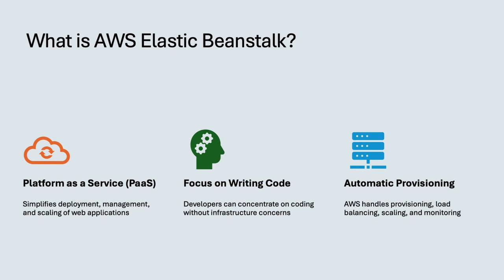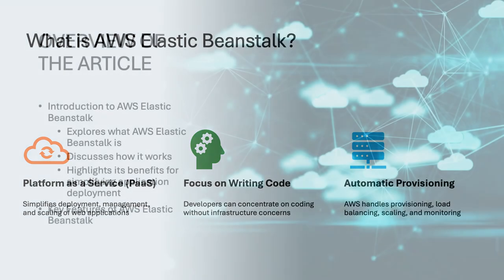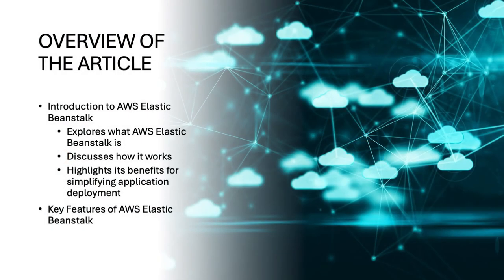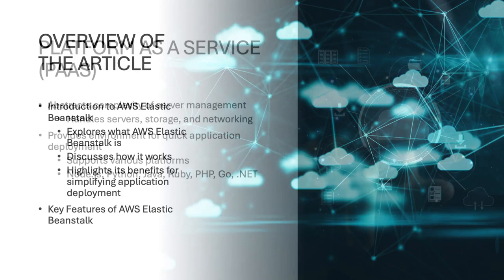AWS Elastic Beanstalk is a platform as a service that simplifies web application deployment, management, and scaling. Developers can focus on writing code while AWS manages the infrastructure automatically. AWS Elastic Beanstalk simplifies application deployment. We'll explore what it is, how it works, and its key features.